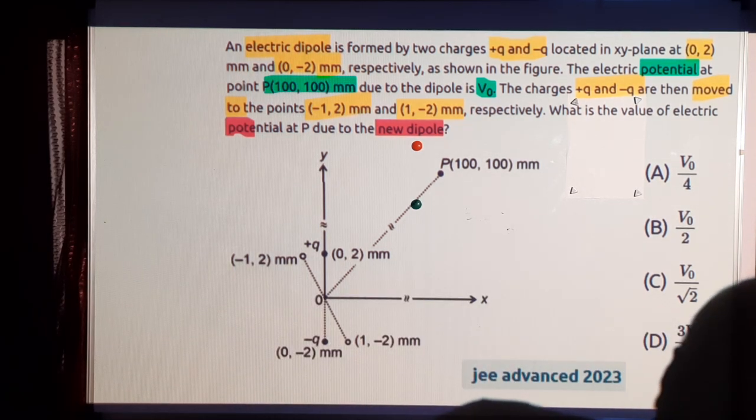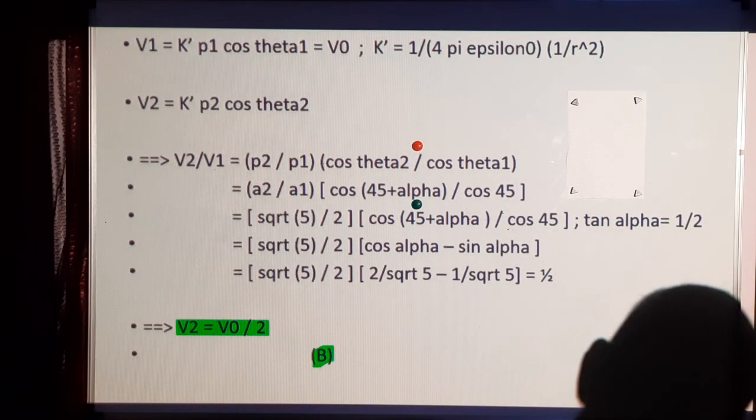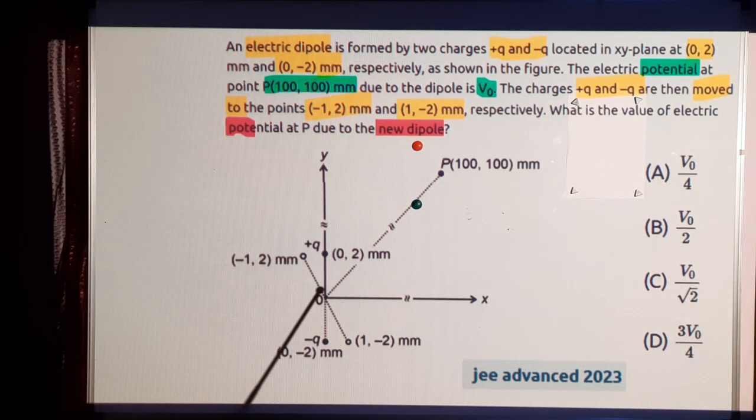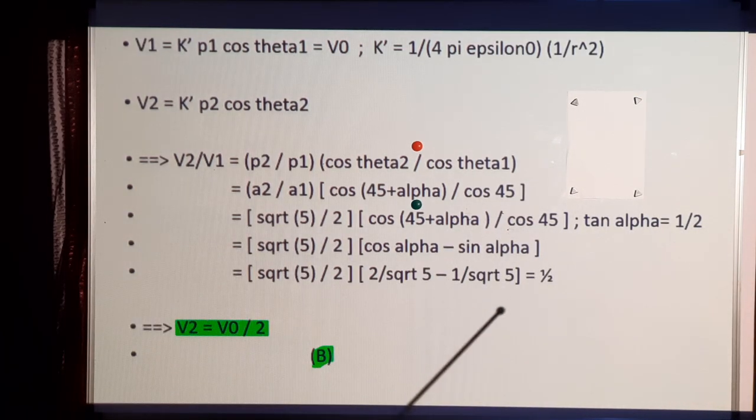Root 5 is slightly more than 2. And cos 45 plus alpha, and tan alpha is half. This angle is alpha. So in the second case, the angle is theta 1 plus alpha. Tan alpha is this opposite side, 1 by 2. And this is root 5. So cos alpha is 2 by root 5, and sin alpha is 1 by root 5. Sin is less because this opposite side is smaller. So sin alpha is 1 by root 5, cos alpha is 2 by root 5. Simplifying, we get V2 equal to V0 by 2.